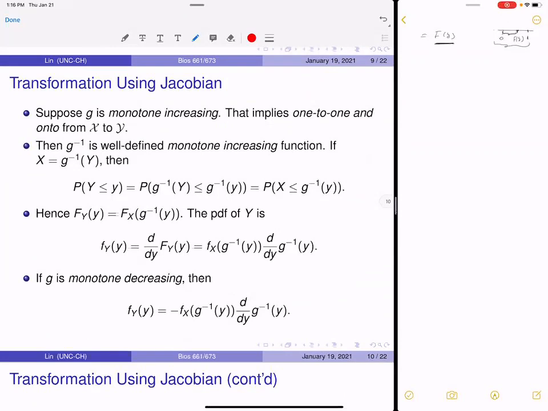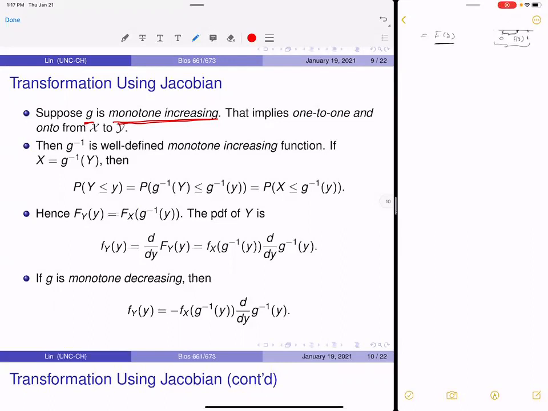Then another skill you need to survive is learning about the so-called Jacobian. Remember that from your calculus class in your freshman year, maybe? It's nothing but the first derivative of some function, which we call the Jacobian. Let me talk about something much easier. When the function is monotone increasing, monotone increasing is the same thing as strictly increasing.